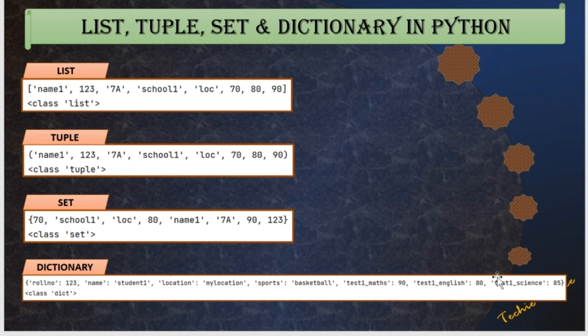Hope you have understood the difference between the list, tuple, set, and the dictionary data types.